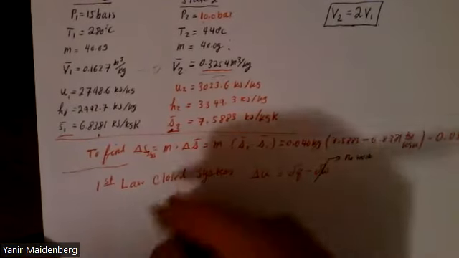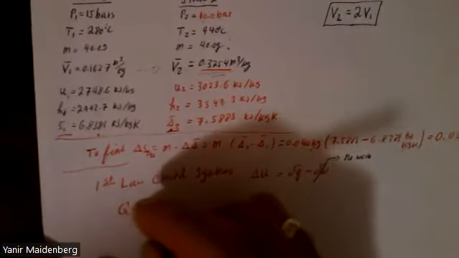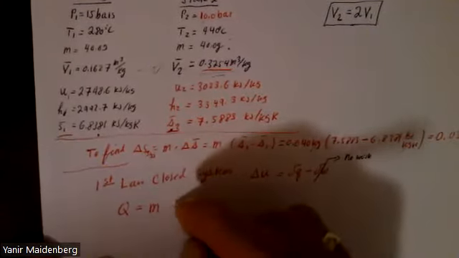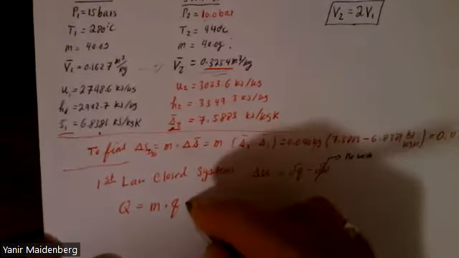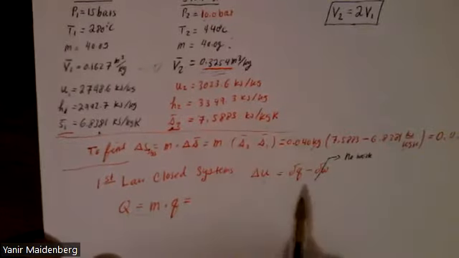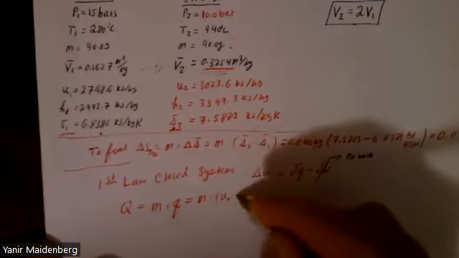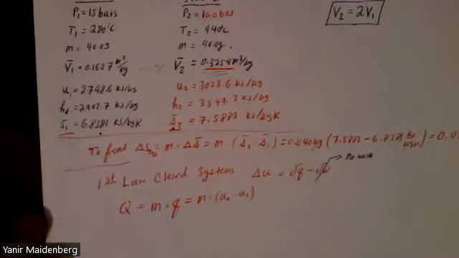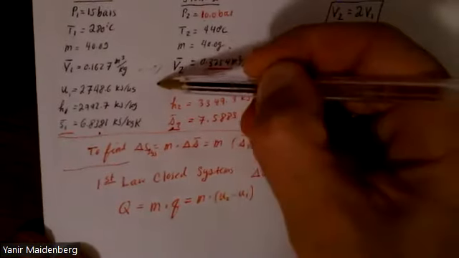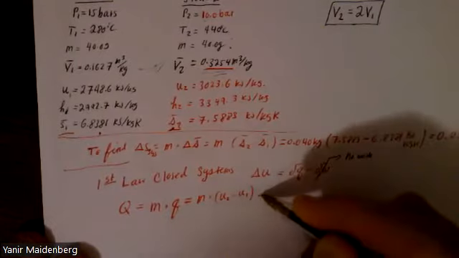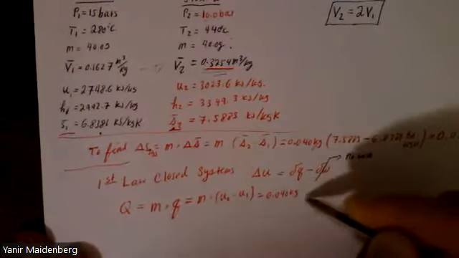So that means that heat is going to be m times the specific value for the heat, Q over m, which in this scenario is m times U2 minus U1. We actually retrieved these values up here. And we know that the mass is 0.04 kilograms. So I'm just going to put that in, and that gives me the heat.